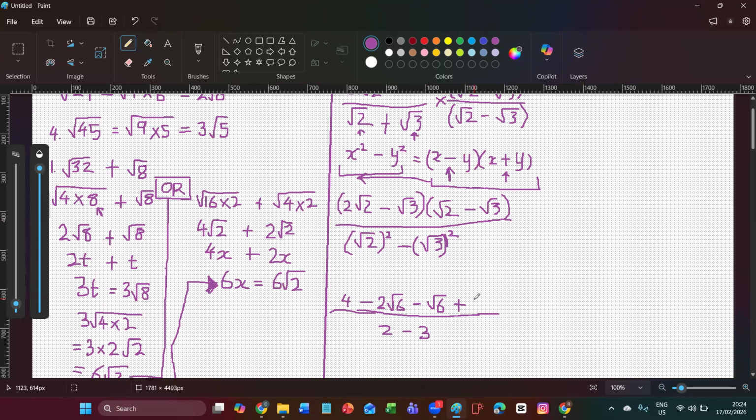I didn't hear you. What did you say it will become? Plus what? Nine. Wait, what did you say? What did you ask? Square root of 3 times square root of 3. That's nine. Square root of 9, which is simple.